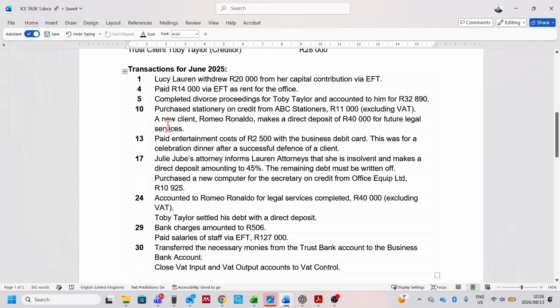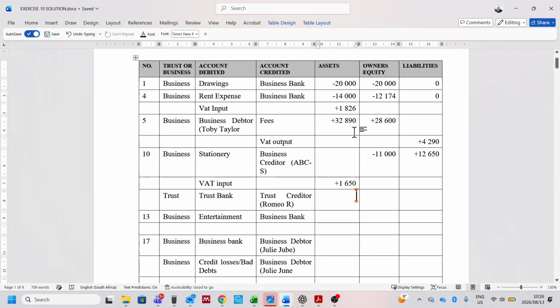it says that a new client, Romeo Ronald, makes a direct deposit of 40,000 for future legal services. So now we are receiving 40,000. This is for future legal services. So this is going to be what? Trust money. So this means that it's going to be your trust transaction. It will go to your trust books or trust cash book. So this means that you will indicate that we also have a new transaction, which is a trust transaction.